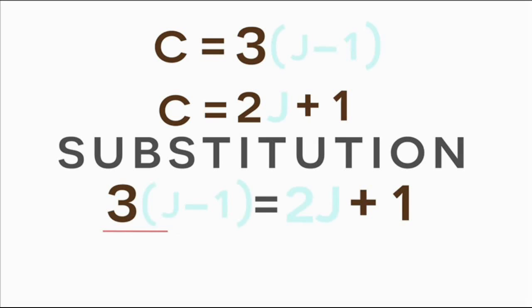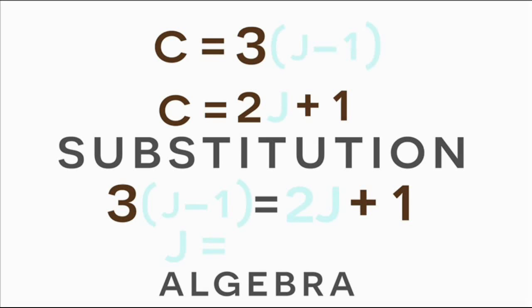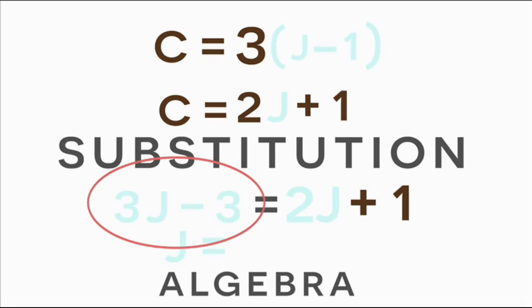On the left side of the equation, we're going to have 3 multiplied times J minus 1, which is what we just substituted in for C. And this is equal to the right side of the equation, which stays the same, which is 2J plus 1. And now at this point, we can solve this equation for J using simple algebra. The first thing I want to do is simplify the left side of the equation by multiplying the 3 times J minus 1. And this simplifies to 3J minus 3.